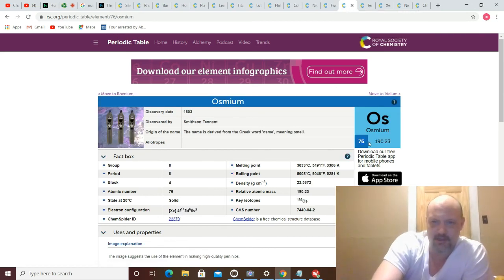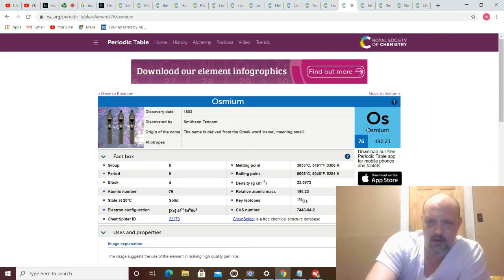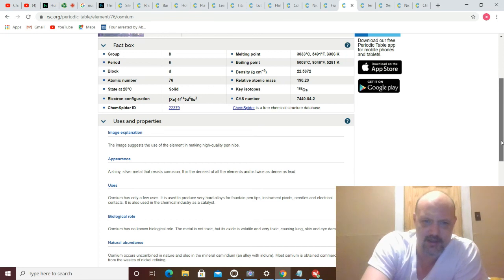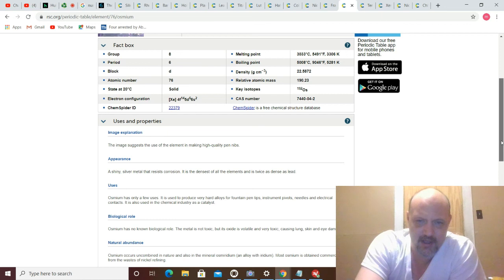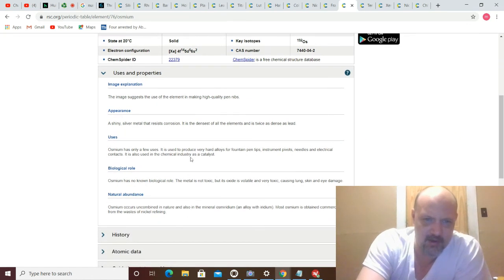Atomic number 76 there, osmium. Osmium, Os. Shiny silvery metal that resists corrosion. It is the densest of all elements, and is twice as dense as lead. Has only few uses, alloys and such.